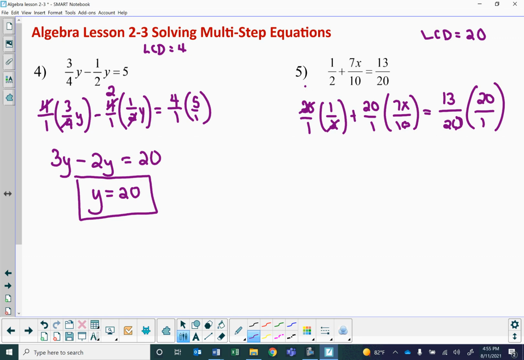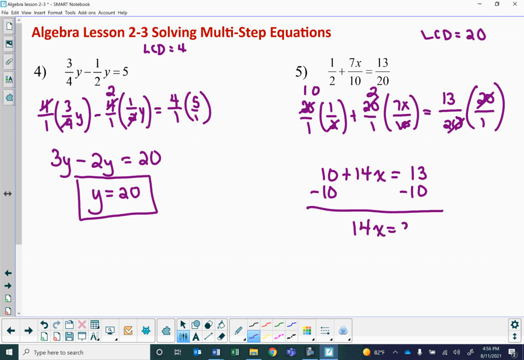2 goes into 20 10 times, so this becomes 10. 10 goes into 22 times. 2 times 7x is 14x. 20 goes into 20 once, and 1 times 13 is 13. So now I have 10 plus 14x is equal to 13. To solve this equation, get all the x's by itself, so I have to get rid of this 10. So I end up having 14x is equal to 3. Divide by 14, divide by 14, so x is equal to 3/14.